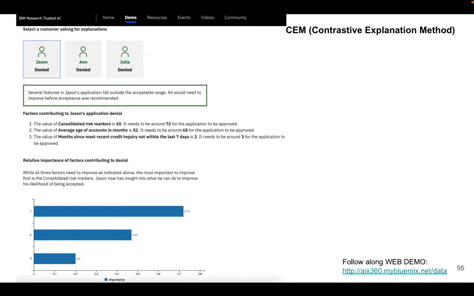It also tells you how much it should be, to give you an idea of how far you are, right? And the value of months since the last request for credit cannot be in the last 7 days, and you did it after 2 days. So that's easy to fix, right? But others are not as easy. These are ordered in relative importance, let's say of actionability, or of how much work you need to do to reach there. So they can be improved in this order, in order to improve the likelihood of being accepted, as you can see here. So this is a nice method.